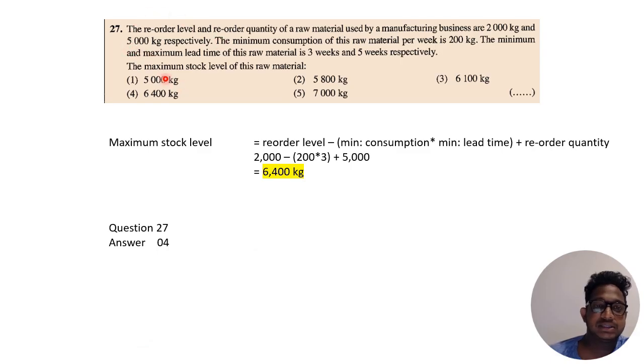27, they're asking for the maximum stock level. So here you have to memorize how to find the minimum stock level, maximum stock level, reorder level, those equations. The reorder level is given, 2,000 kilograms, and the reorder quantity is given, 5,000 kilograms, and the minimum consumption and minimum lead time are given directly, 200 into 3, so 6,400. And the correct answer for question number 27 is answer number 4.